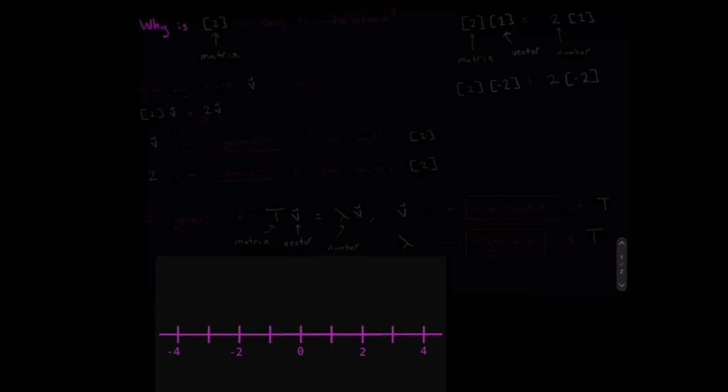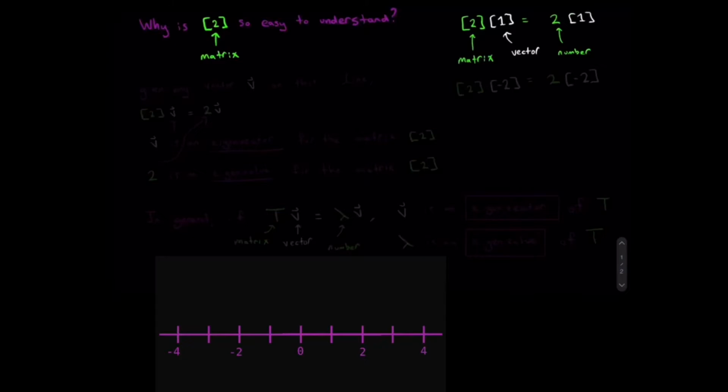We're going to start by considering why the matrix 2 is so easy to understand compared to other matrices. So let's see what it does. When you take the matrix 2 and multiply it by the vector 1, obviously you just get 2 times the vector 1. Let's see this down on the graph. You take 1 and you stretch it out to 2. So all it does is stretch out the number.